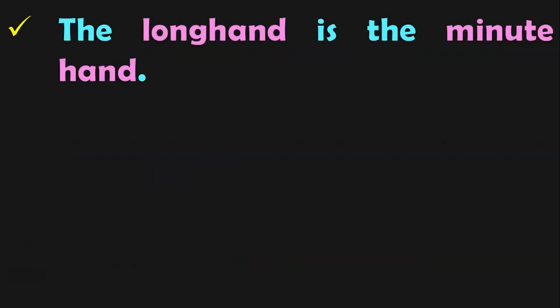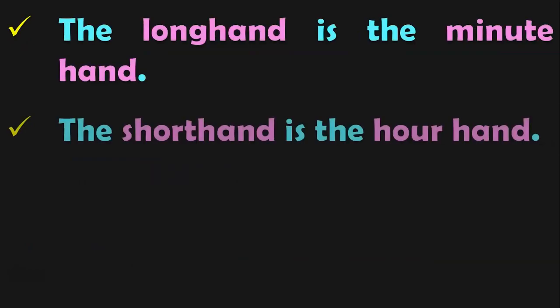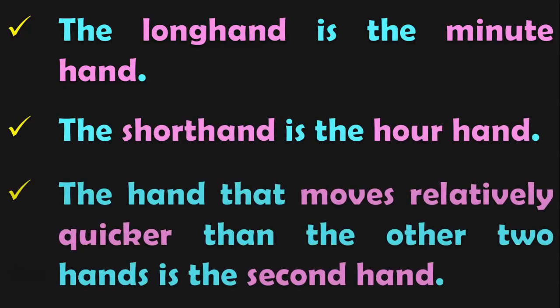The long hand is the minute hand, the short hand is the hour hand, and there is another hand that moves relatively quicker than the other two hands, which is called the second hand. Let us visually see a clock and understand all this now.